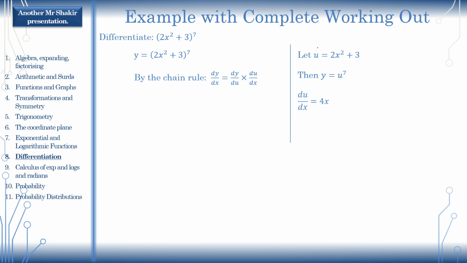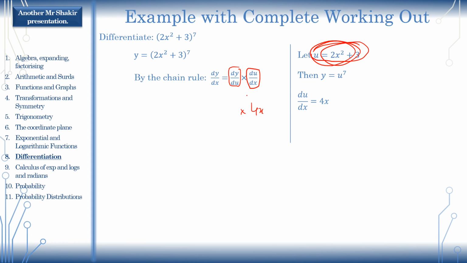du on dx, u and x. I'm going to differentiate u with respect to x. So I differentiate this. du on dx is 4x, using the power rule, right? And then that's that done. du on dx. We're just going to sub it in. So we're going to have times 4x.